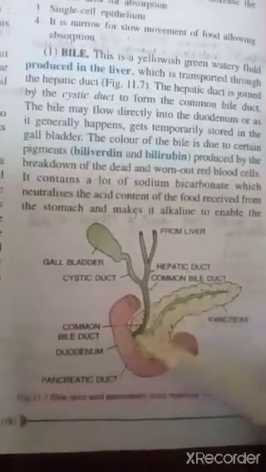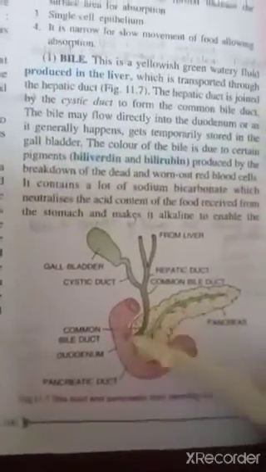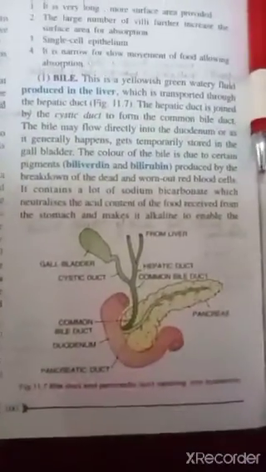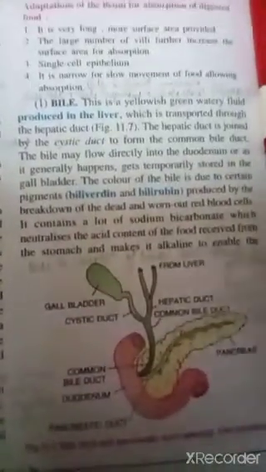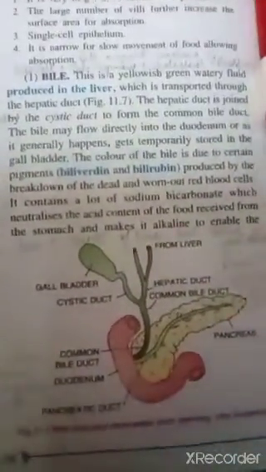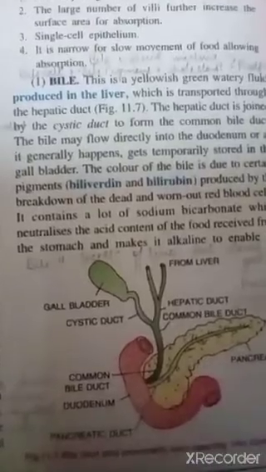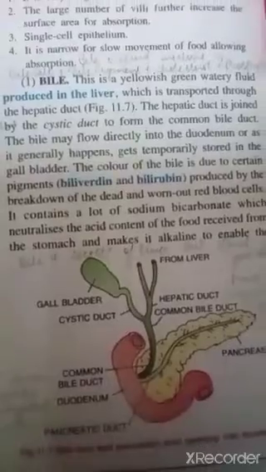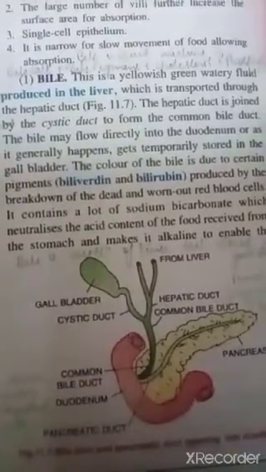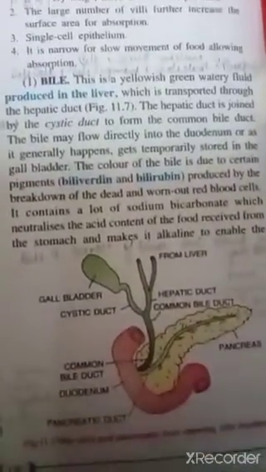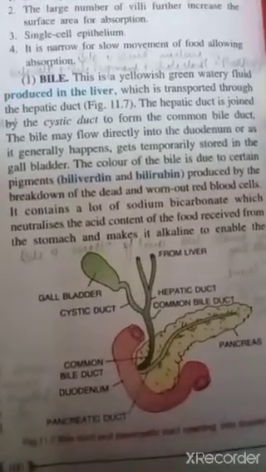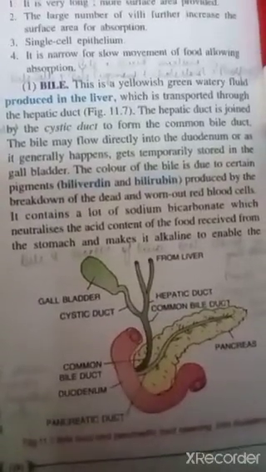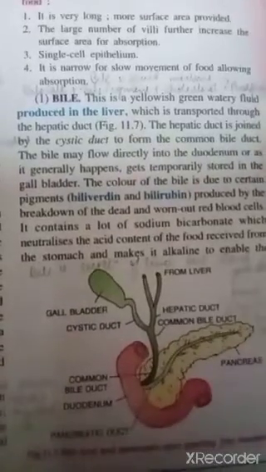Okay, so like this, from both the accessory glands, the small intestine receives two juices, that is bile and pancreatic juice. As I have told you, bile is a yellowish green watery substance produced in the liver. It is important, students, where it is produced, so always remember: in the liver. And the bile may flow directly into the duodenum, or generally it is stored in the gallbladder.